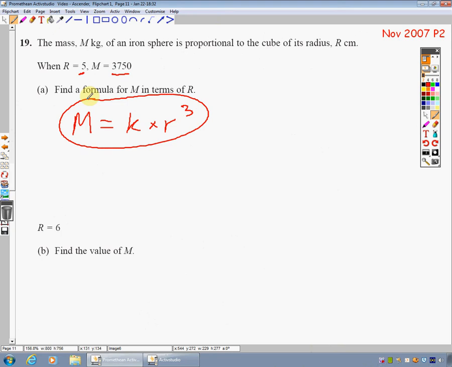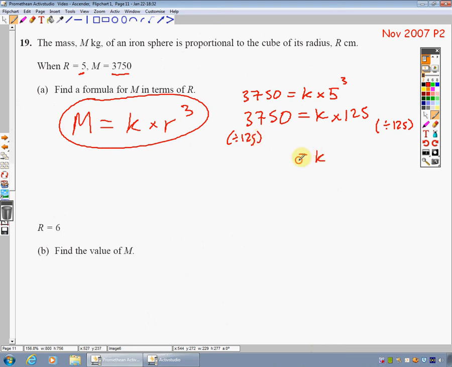So 3,750 equals k times 125. And I don't want k times 125, I just want k on its own. So if I divide by 125, then I'm going to end up with 3,750 divided by 125, which is 30. My k equals 30. And we're not quite done yet. That has got to get plugged back into here. So my final formula is M equals 30 times the radius cubed. And that is my answer to that first part.